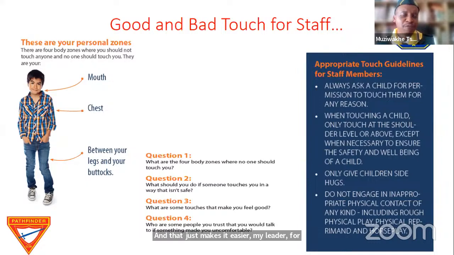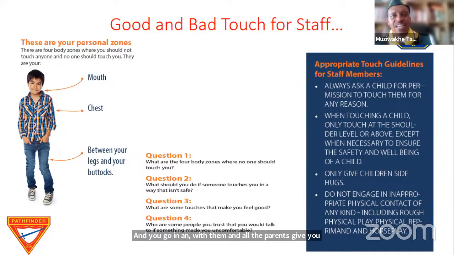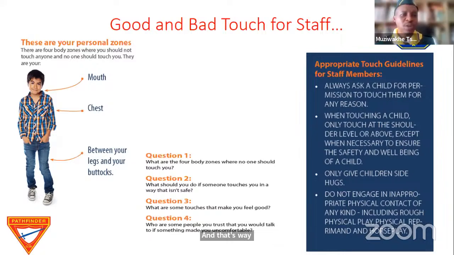For example, if you are going to have more young children as an Adventurer leader, and you go on an excursion with them, and all the parents give you permission to look after their children, the risk is actually heightened. And that's where we need to plan sufficiently so that we avert the risk as much as possible.